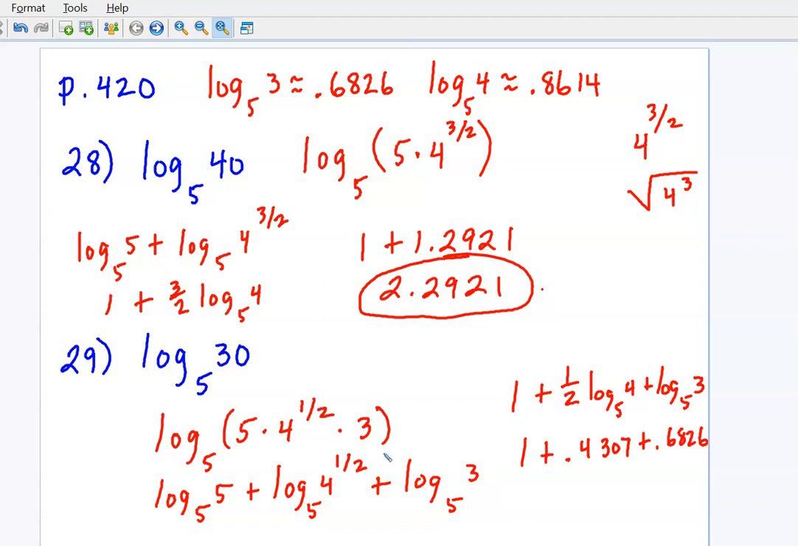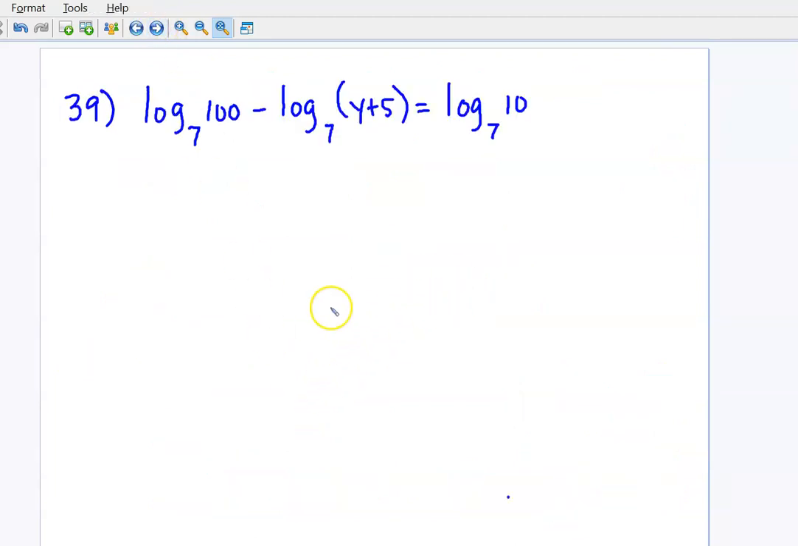And that gives us our final answer of 2.1133. It's the answer for number 29. All right, then we get to some log equations, and we're still utilizing the properties.